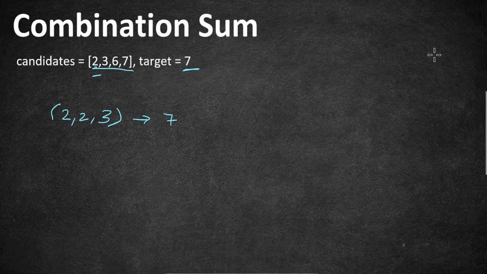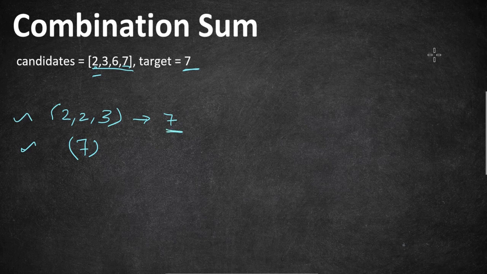Now coming to 6, 6 and 1 is the only option that makes the sum 7, but we don't have 1 again. So let's go to the last number, which is 7 itself. That sums up to 7, so this is one more combination that gives us 7. Overall, from the given array, we could form two combinations that give us the sum equal to 7.